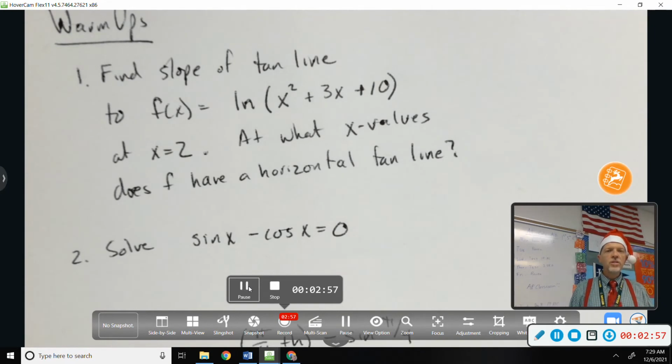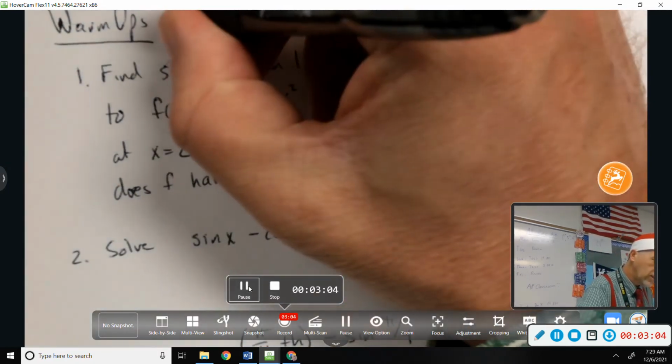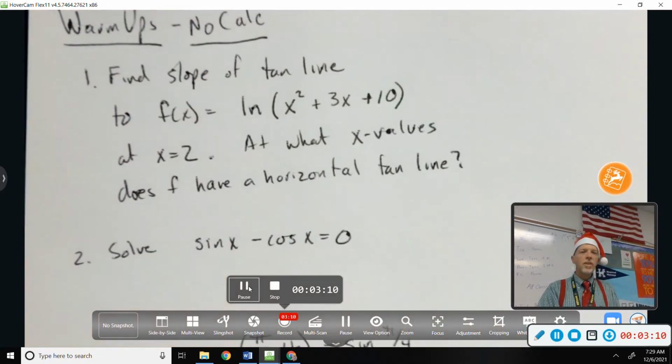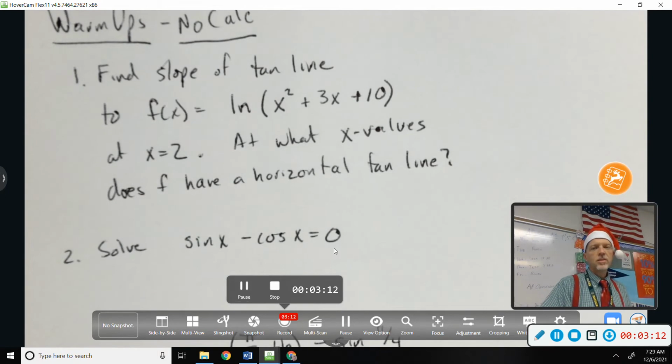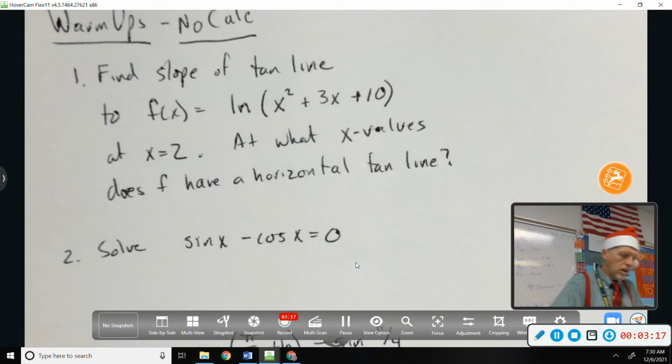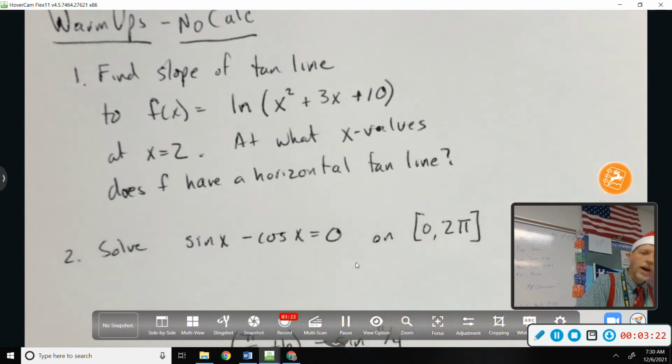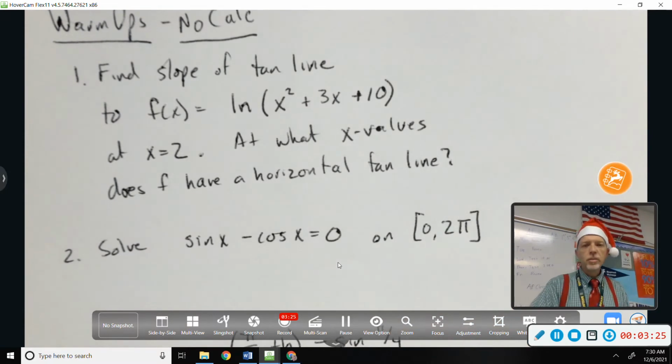Number 2 is an algebra, I guess it's a trig kind of thing. I would say it's not a calculator. In fact, all of these are no calculator. So you'll have to think about number 2. There's not a whole lot of computation on number 2, but there is a little bit of thinking. You know what? Let me clarify that. Let's solve that on the interval 0 to 2 pi. Otherwise, there's an infinite number of answers. All right, so try 1 and 2, then we'll come back and go over them. And then again, there's a 3 and 4, but we'll get those in a little bit.